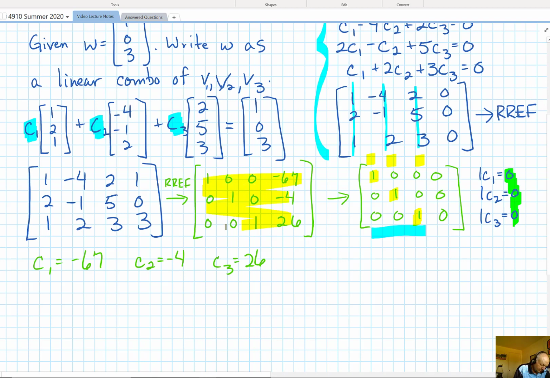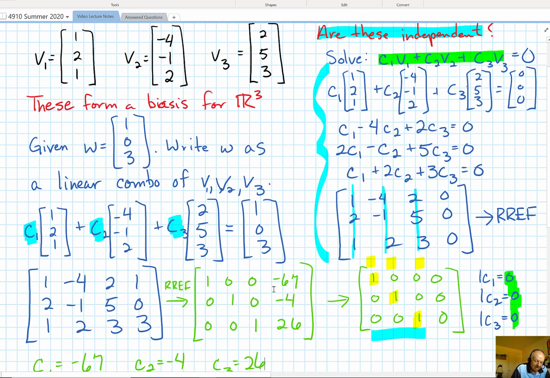There's our RREF. And so if I convert that back to equations, right, it's going to be C1 equals that, C2 equals that, C3 equals that. Okay, I have a single solution. That means if I take negative 67 times that vector, minus 4 times that vector, plus 26 times that vector, I get this vector. All right. The way I think about this is I have just used these 3 vectors to build this vector. Okay. And this is how much I use of each of those. All right.